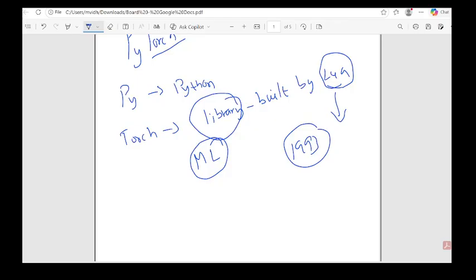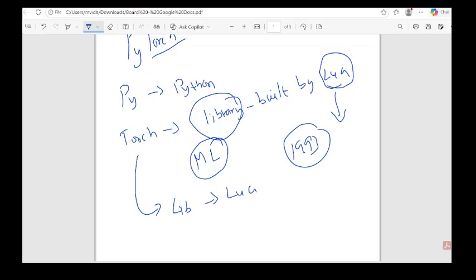Now, Torch is an open source machine learning library. It's a deep learning library used to build neural networks and perform numerical computation. Torch is a library, and it is built with Lua.